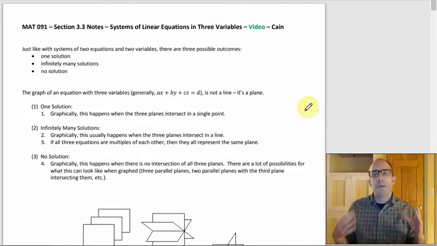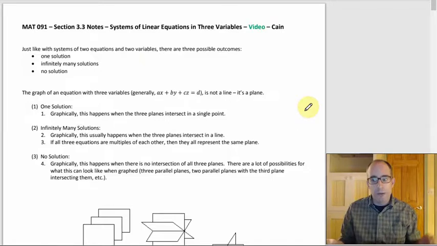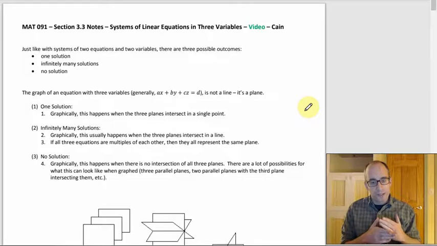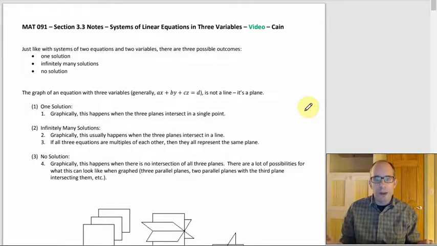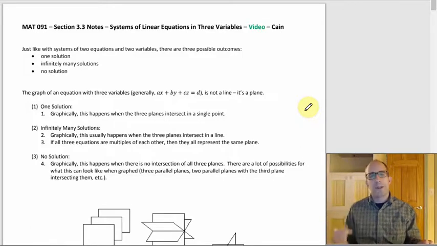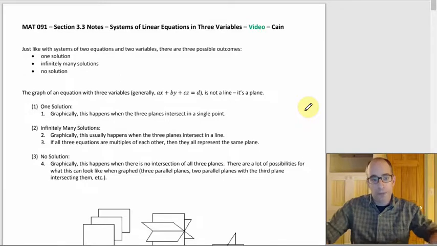So graphically, when you have two equations with two unknowns, that's two lines, right? And that's how we talked about it in 3.1, where if you get the one solution, that's two lines intersecting in a single point. If you get the infinitely many solutions, that's where one line's on top of the other. And if you get no solution, they're parallel, right?